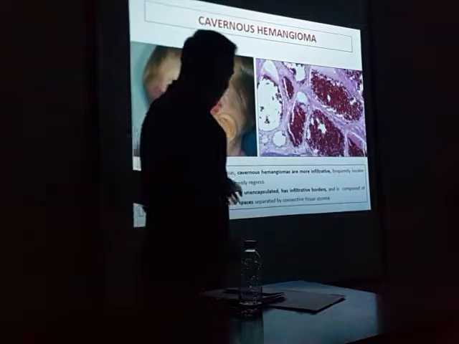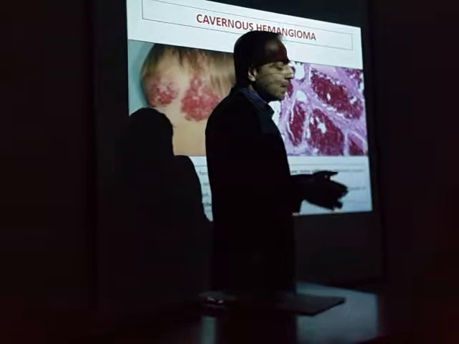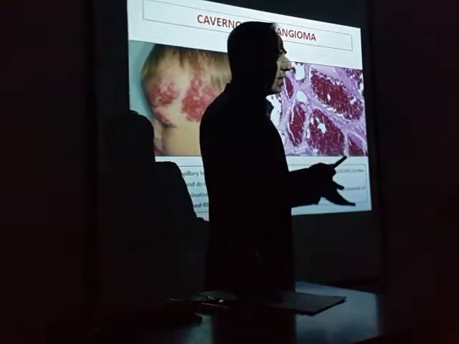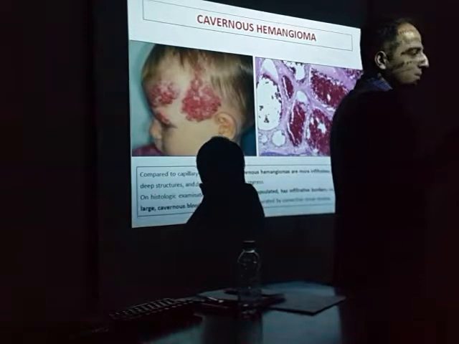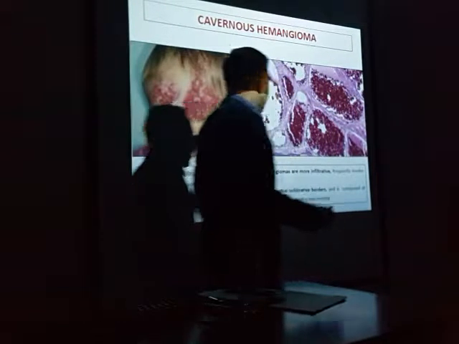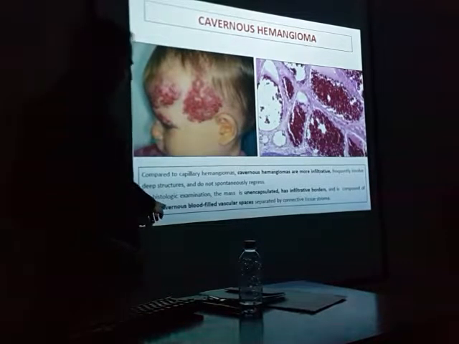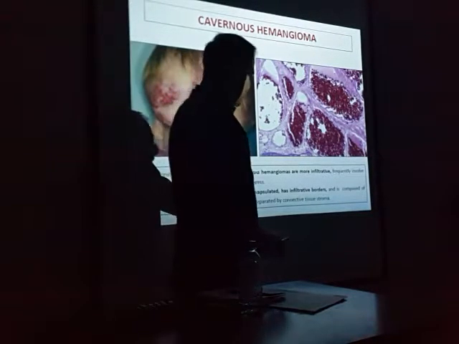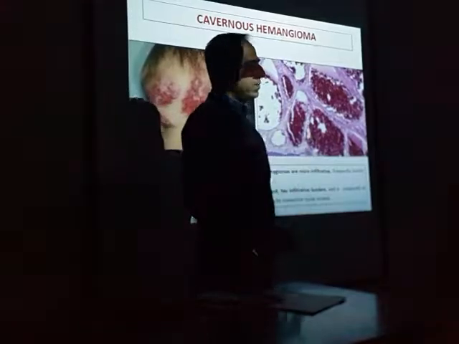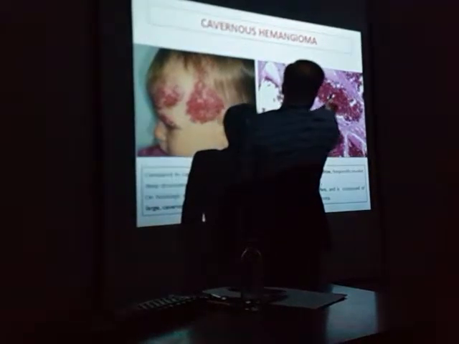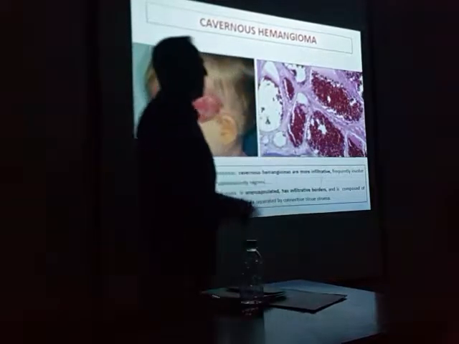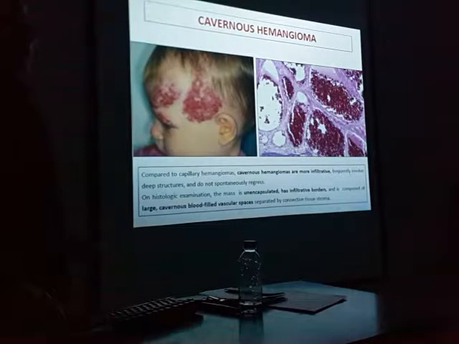Histological examination, the mass is unencapsulated and is infiltrative. So this is one of the examples of the benign tumor which has an infiltrative border. You got it? So this is the exception of the benign. And it is composed of large, cavernous, blood-filled vascular spaces which are separated by connective tissue stroma. So this is the connective tissue stroma which is separating these spaces, and these are big spaces filled with the blood. I hope it is clear.